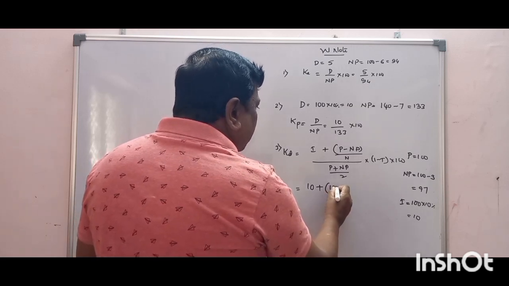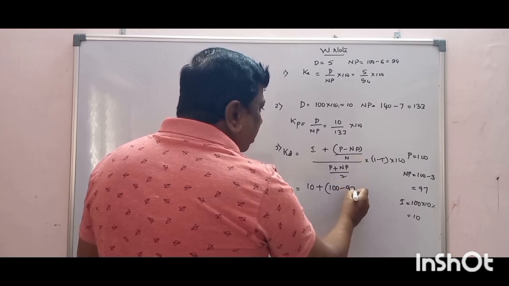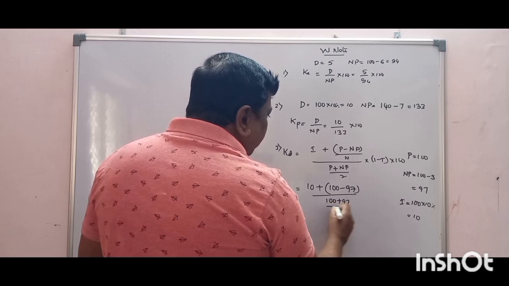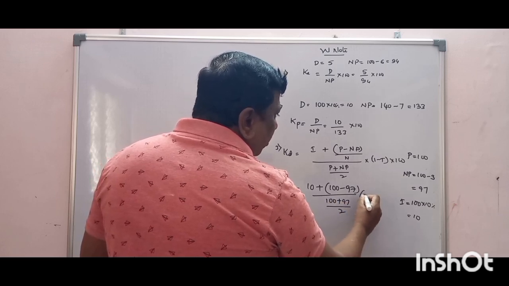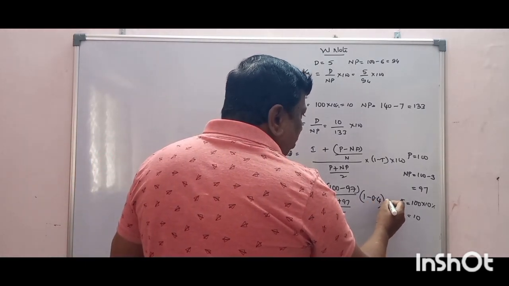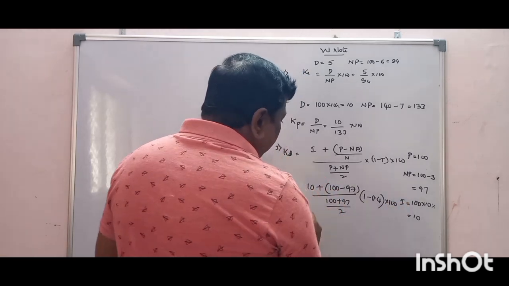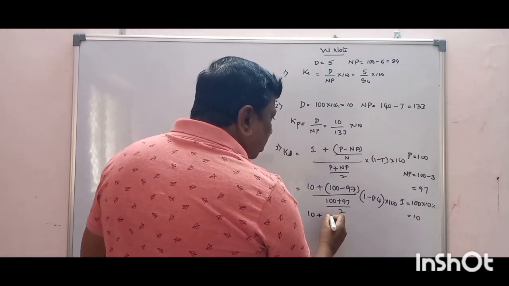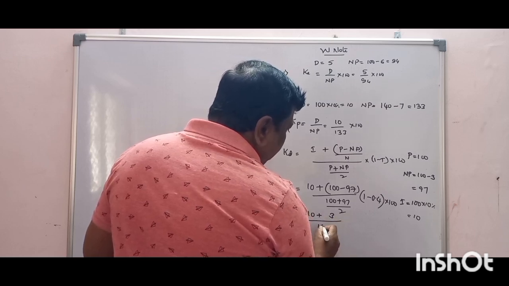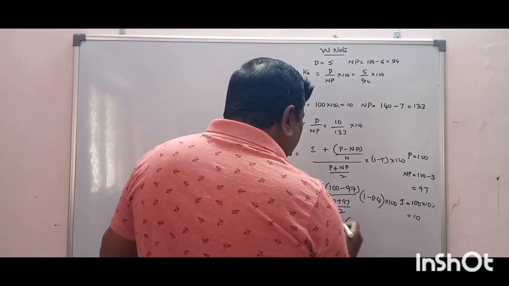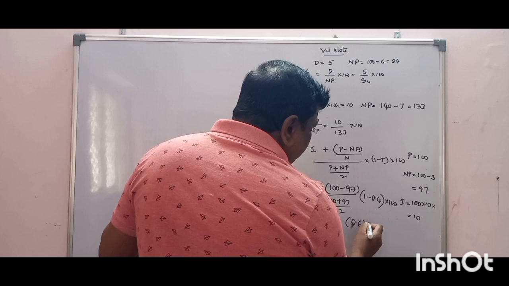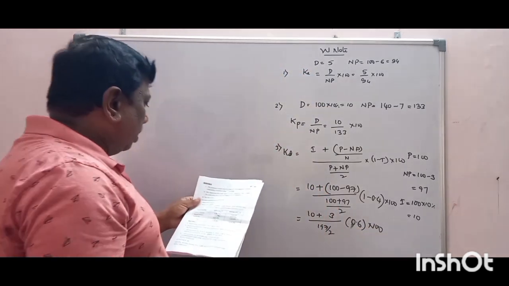P means 100. NP means 97, divided by 900 plus 97 divided by 2. 1 minus tax rate, in this question 40%, that means 0.4. 40% means 0.4 into 100. We will calculate later, I'll just simplify. 10 plus 3 divided by 197 divided by 2. 0.6 into 100, I'll calculate later. So this is all about working out.